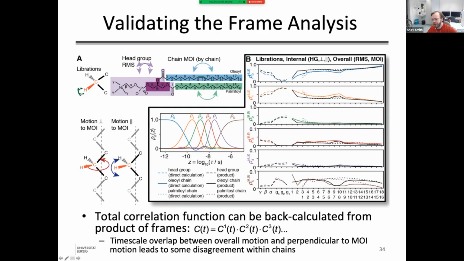When you say that the frames have to be statistically independent, actually, one of the main reasons they're not statistically independent is you've defined a frame that doesn't follow the real motion.